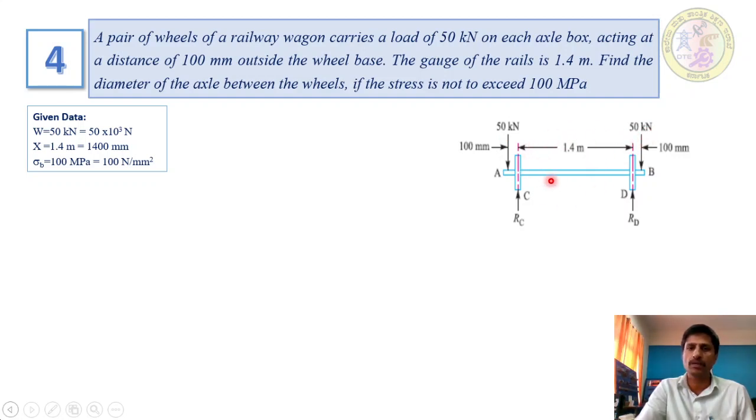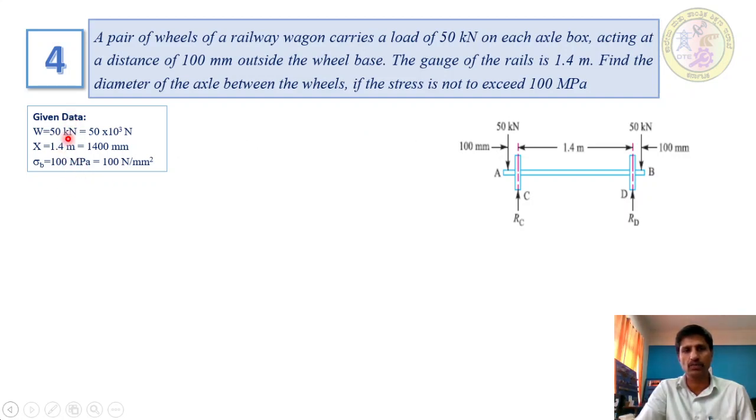And in this problem you can clearly notice they have given the bending stress. They have not given the shear stress. That's why I have written sigma B is equal to 100 MPa. Because in this problem we are going to neglect the torque transmission capacity. So I have listed the given data.